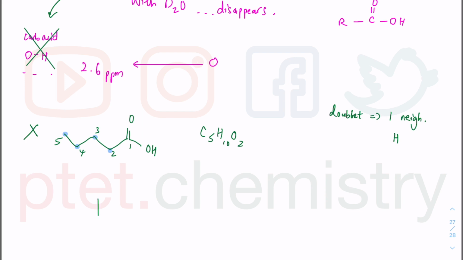Let's see. If like that, 1, 2, 3, 4, 5, and that doesn't work, does it? So one neighboring proton. This one will see many lines. This will see one neighboring proton, so 4 and 5 will see a doublet. 2 will see one neighboring proton, so 2 will see a doublet.